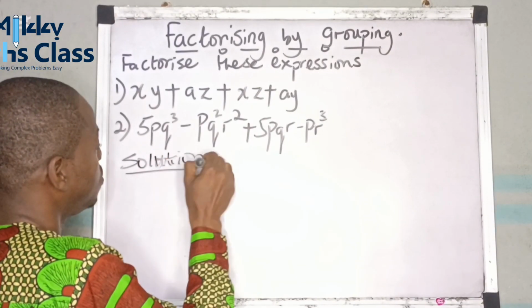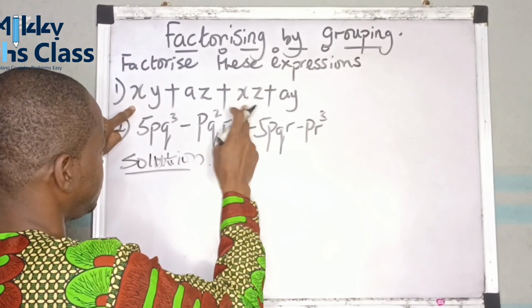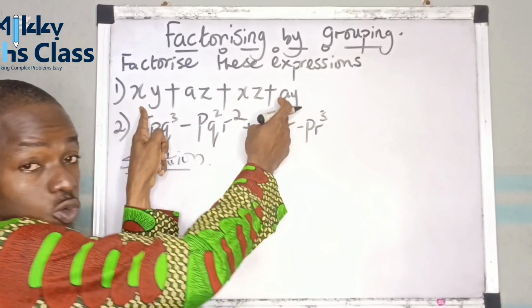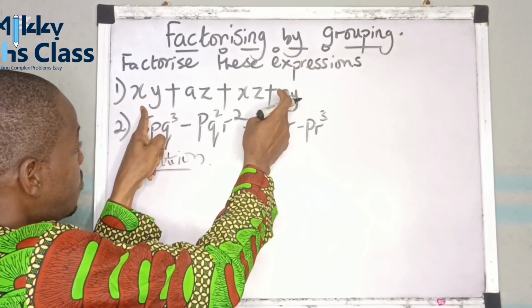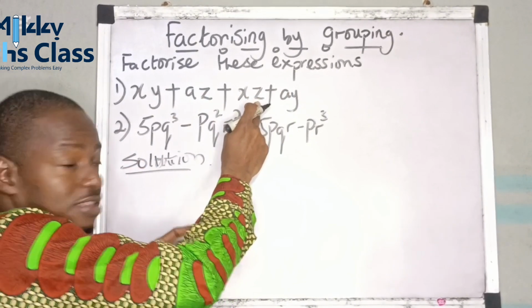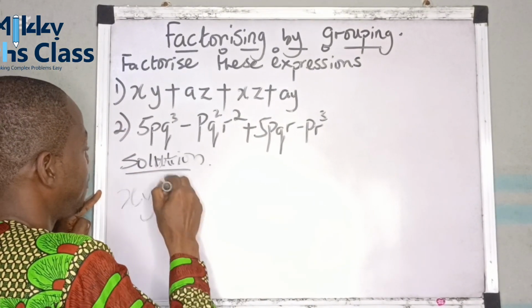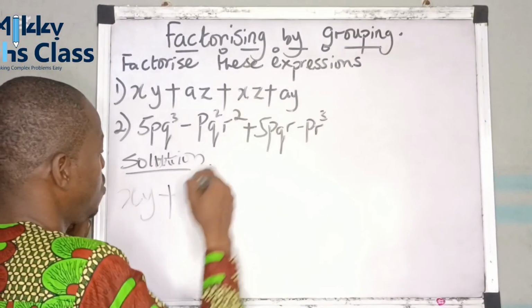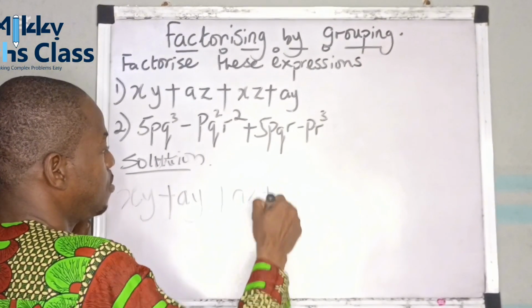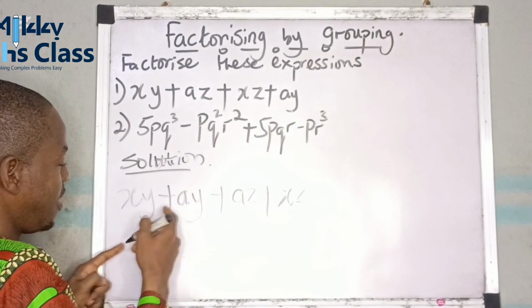Solution, the first one we have here, I'm seeing x here, I'm seeing x here. I'm seeing y here, I'm seeing y here. If I like, I group these two. I can see z here, I can see z here. So let's group these two. So this becomes xy plus ay plus az plus xz. So group y here.